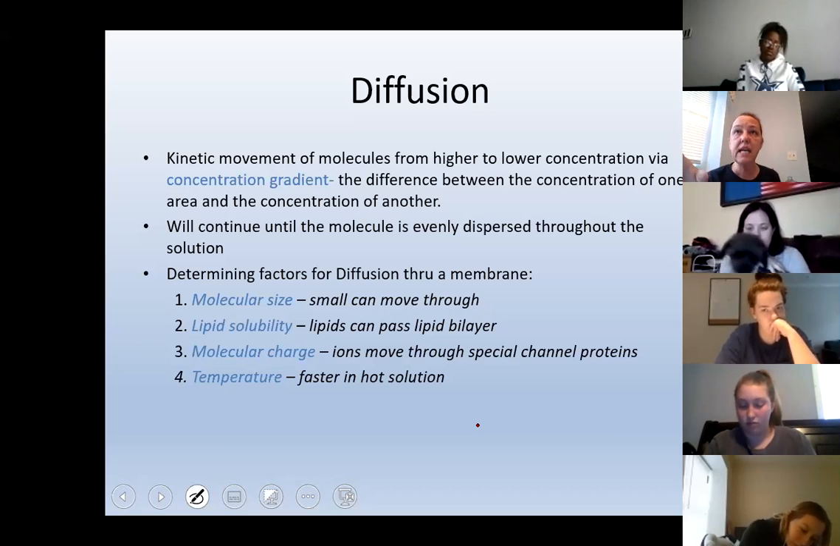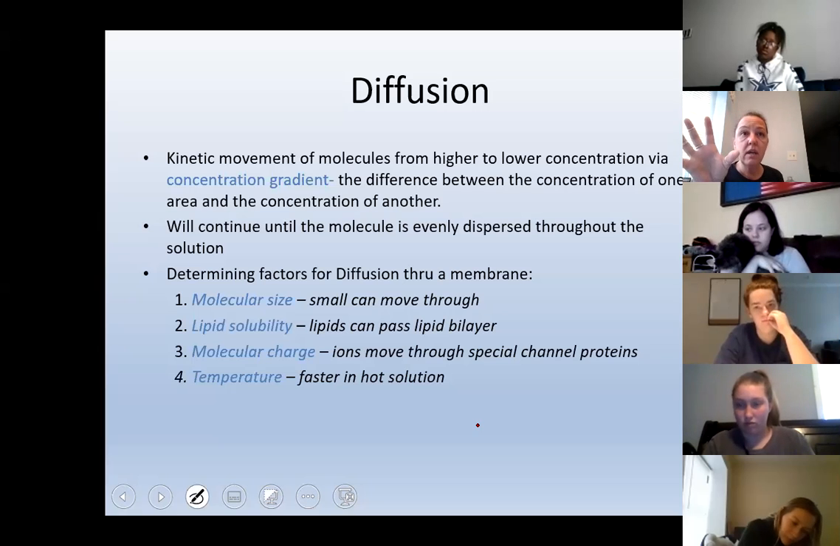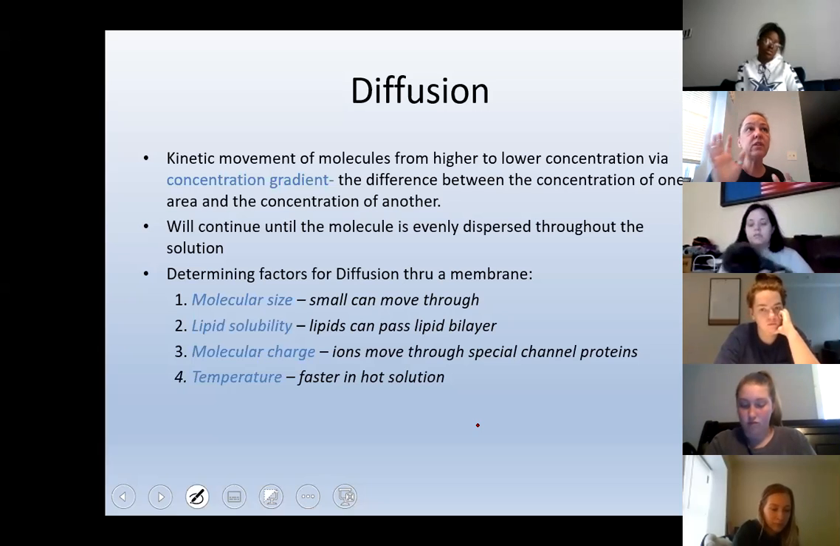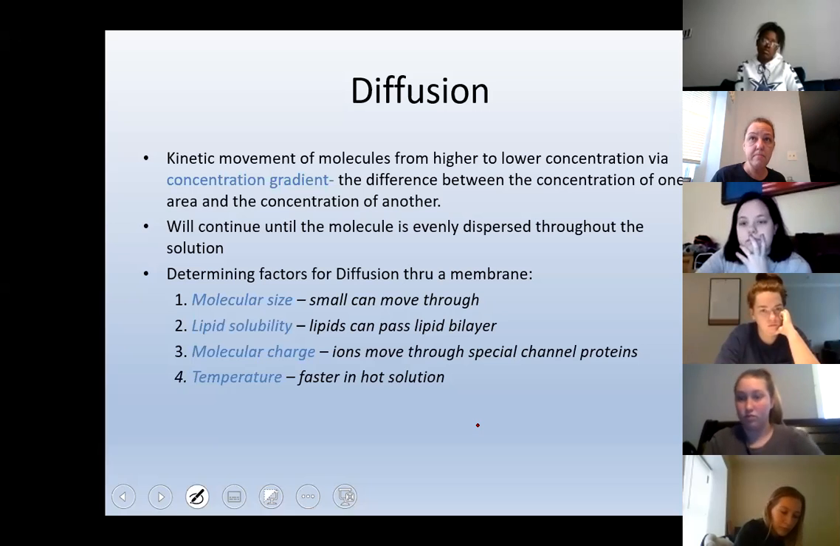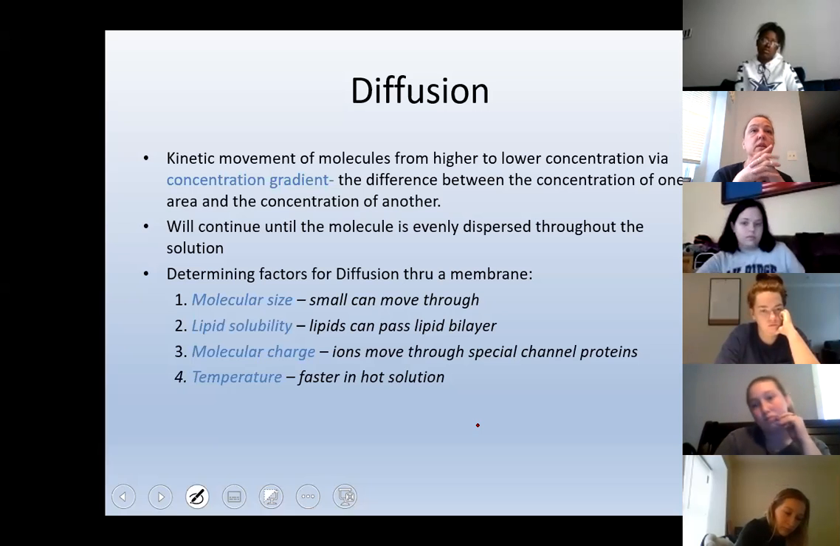Is everybody understanding the concept of the concentration gradient? Is anyone having trouble with that? Do I need to go back and re-explain that at all? Wait, so when does it move faster?